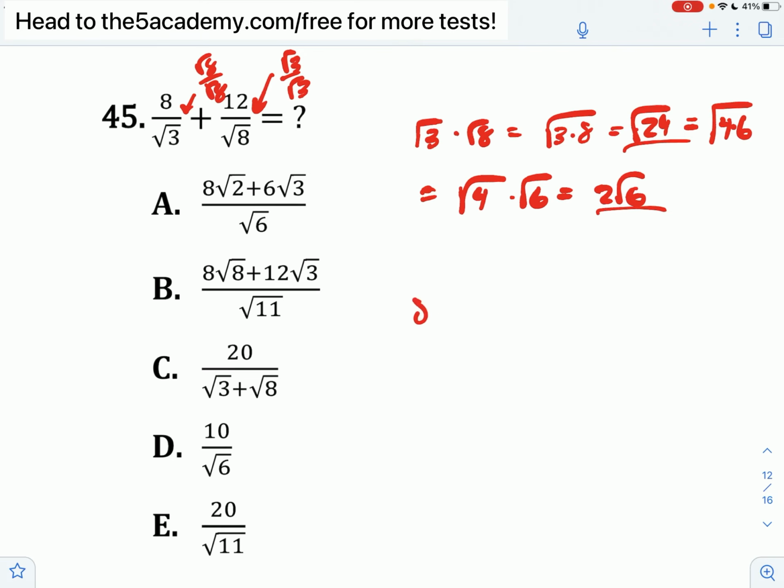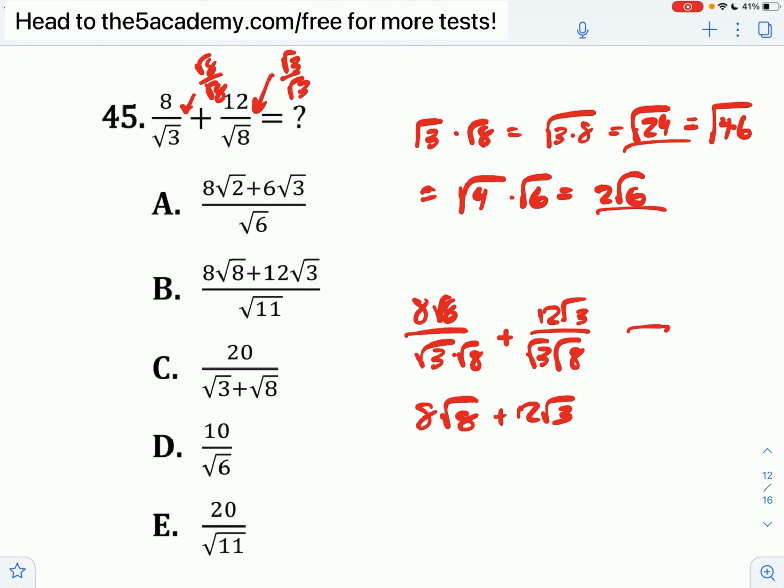Okay, so 8 square root of 8 over square root of 3 times square root of 8 plus 12 square root of 3 divided by square root of 3 square root of 8 equals something, and I need to find what that equals. 8 square root of 8 plus 12 square root of 3 over square root of 24. Okay, now that's close. We're getting closer and closer to the final answer. We've added everything together, but we don't see it in our answer options. So what are we doing wrong?